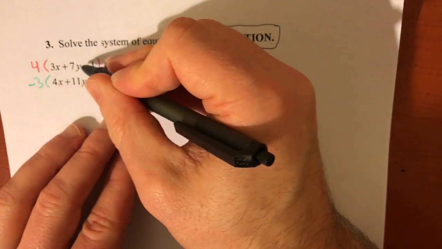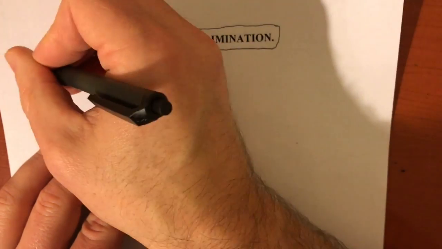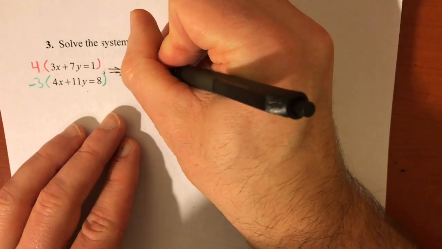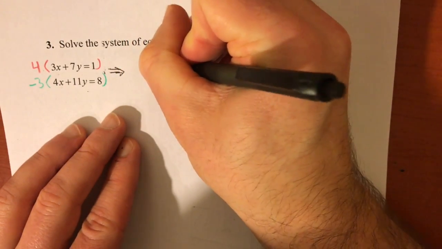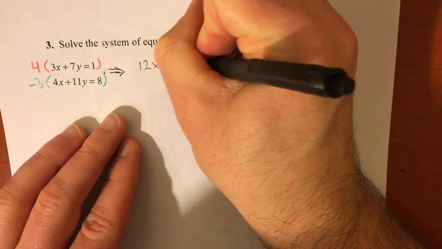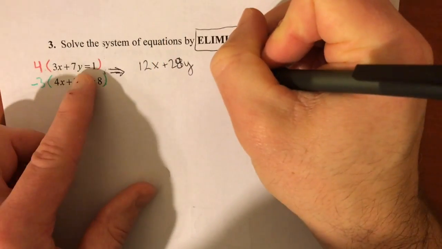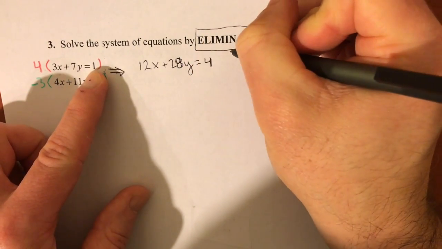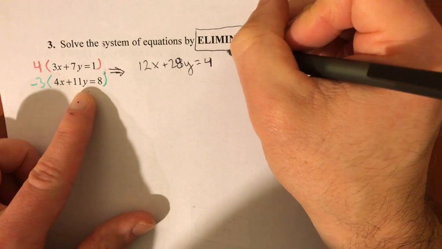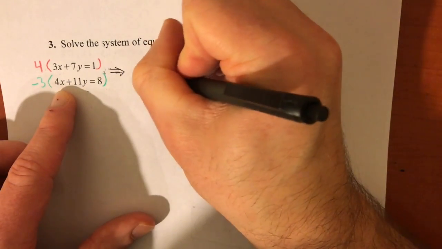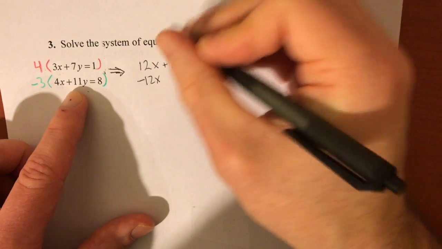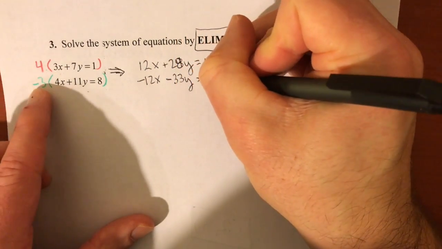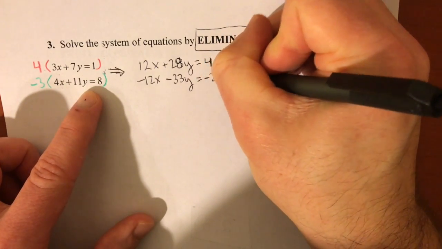Just remember, you've got to multiply that entire equation by something, right? The iron law of algebra. Do it to one thing, do it to all of it. So that first equation is going to become 12x plus 28y when I do 4 times 7y. And 4 times 1, don't forget the constants need to be multiplied too, 4. Negative 3 times this entire second equation, negative 12x, there's your opposites that you wanted. Negative 3 times positive 11y is negative 33y, and negative 3 times 8 is negative 24.